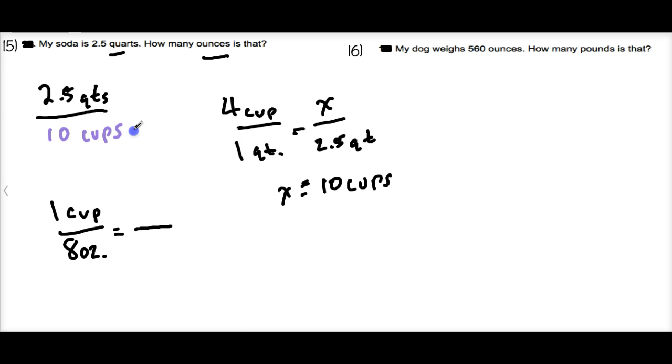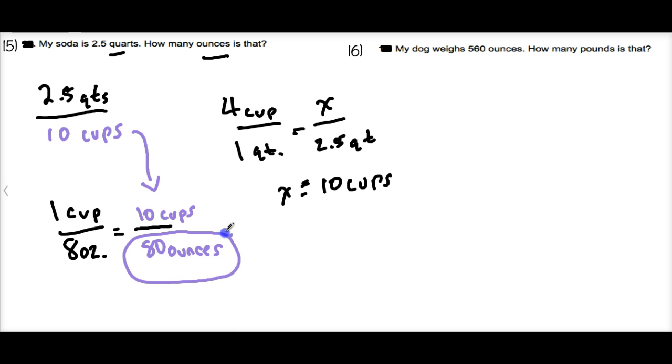So now we can take this information and plug it in over here, because I know that 1 cup is 8 ounces, and if I transfer from 1 to 10, I can do 1 times 10 as well, and that's going to be 80 ounces just by multiplying straight across. So 80 ounces will be your final answer.